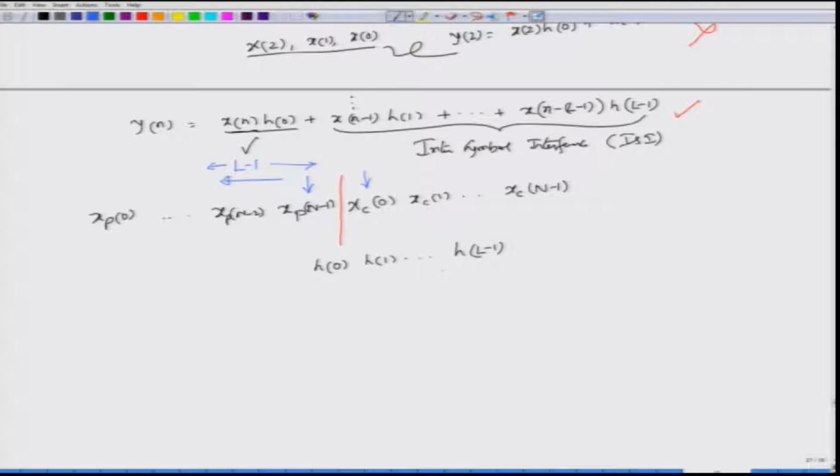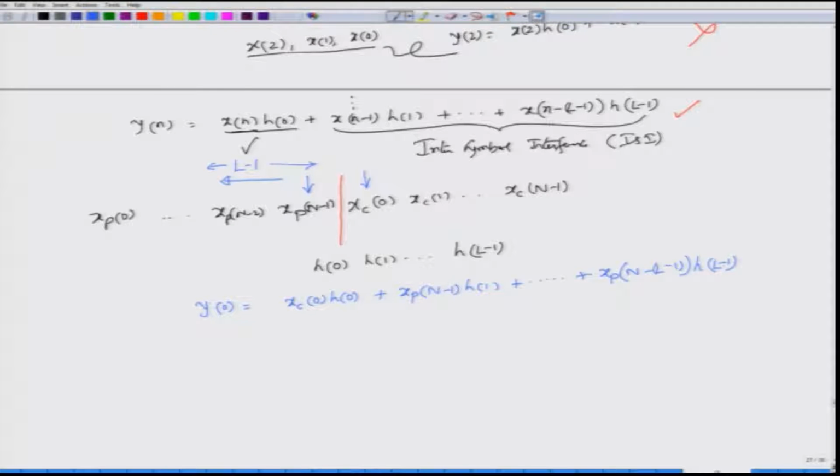So, there would be L minus 1 samples over here, which in addition to xc of 0 would be interacting with the fiber in order to generate y of 0, which is given by xc of 0 h of 0 plus the previous symbol xp of n minus 1 h of 1 plus all the way up to xp of n minus L minus 1, times h of L minus 1.